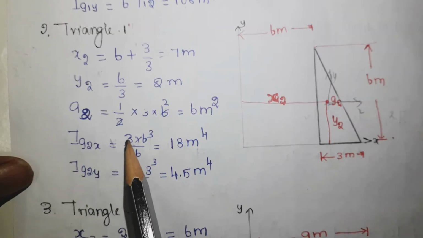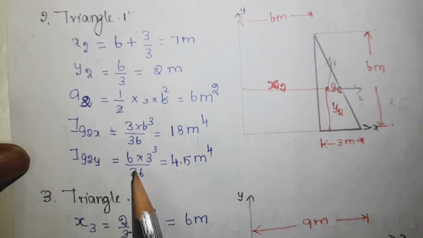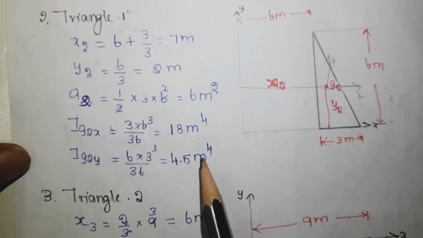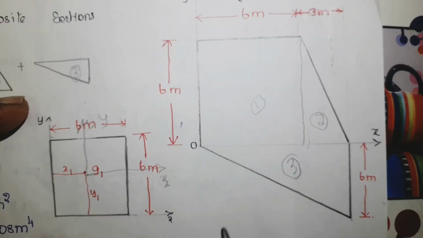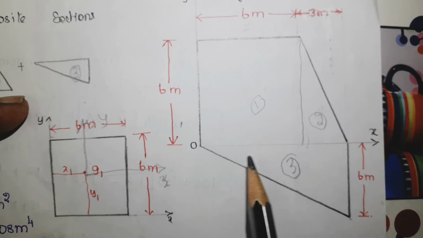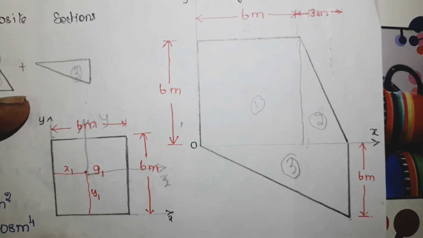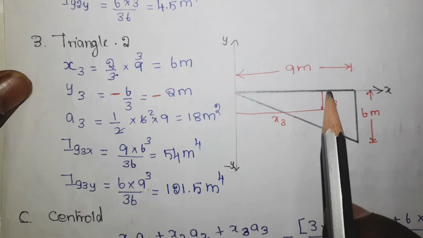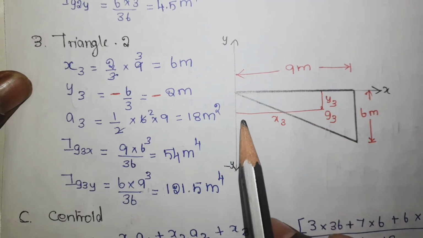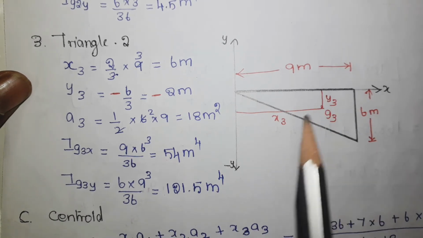Now the values are substituted, you will get the answer as 18 meter to the power 4, and here also the values are substituted, the answer is 4.5 meter to the power 4. Now let us take this third triangle of dimension. Here it is 6 meter, and width is equal to 6 plus 3, 9 meter, and the triangle is drawn here as 9 meter and 6 meter. This is G3, which is located from y axis by x3 and from x axis by y3.